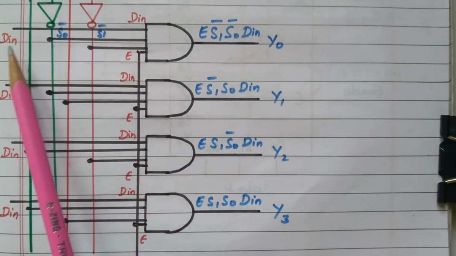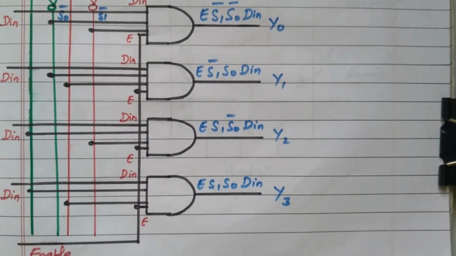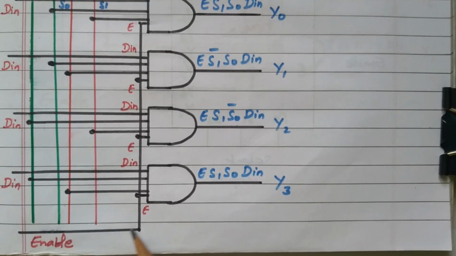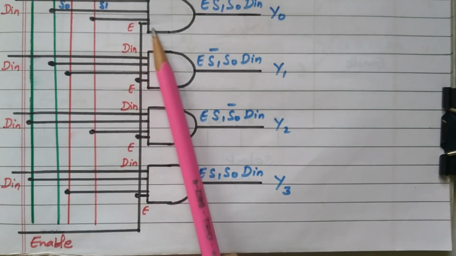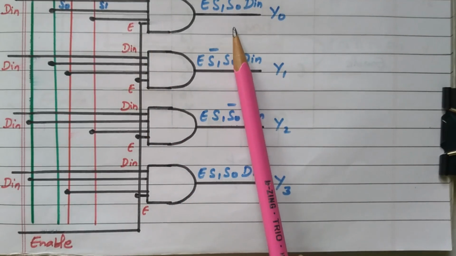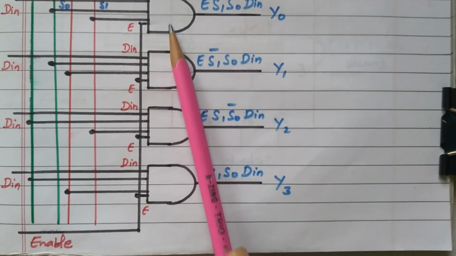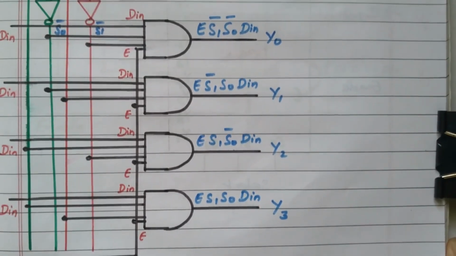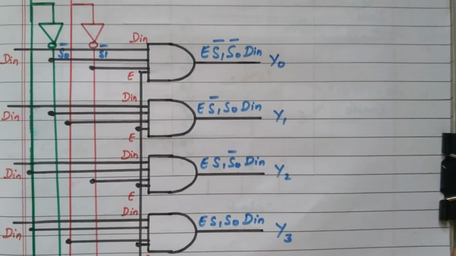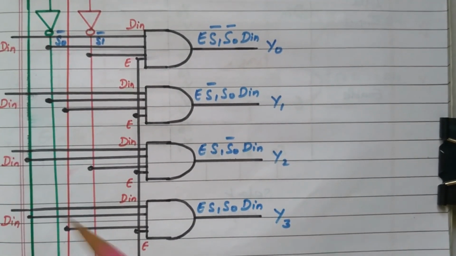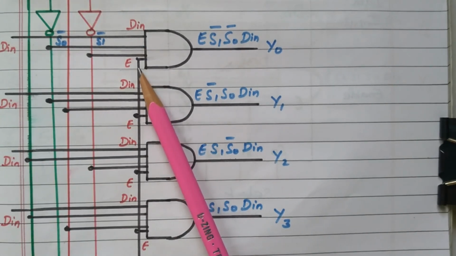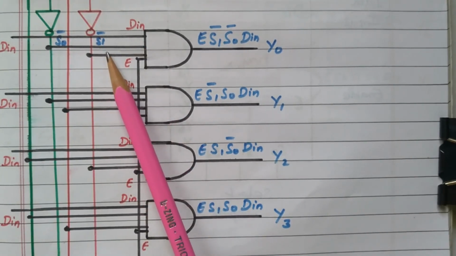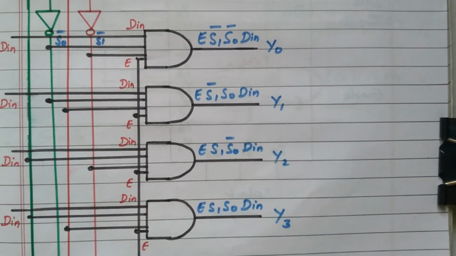In all 4 AND gates the DIN, the data input, is connected. The one input is the data input and it is also connected with the enable line, so the enable line is the second input. If the enable is 1 then only they will produce output. If enable is 0, every output will be 0. Enable should be 1. So out of the 4 inputs, one input is the data line, the second input is the enable line. The third and fourth inputs are the selection lines S1 and S0. We will see how it is produced.